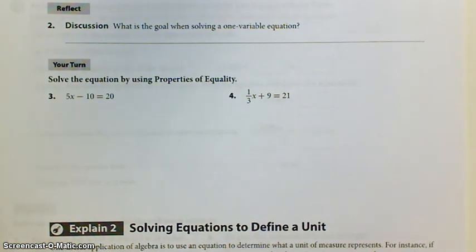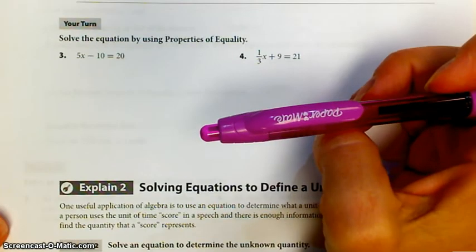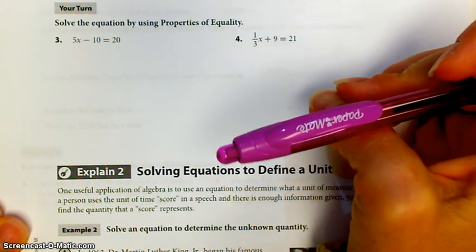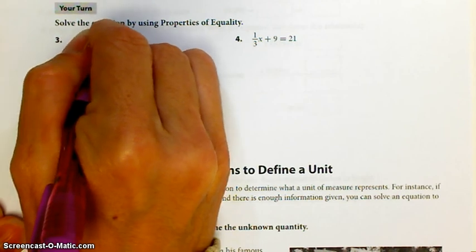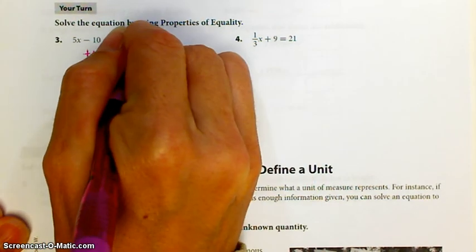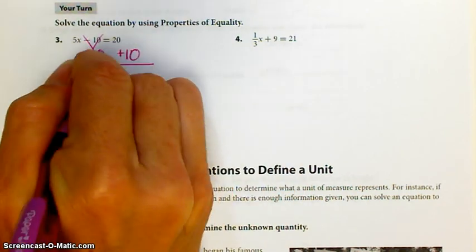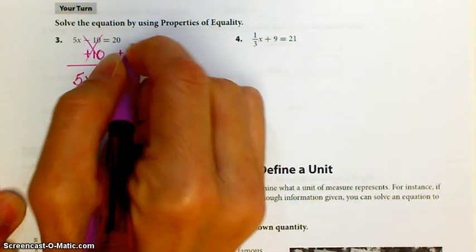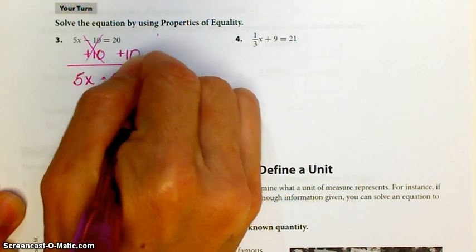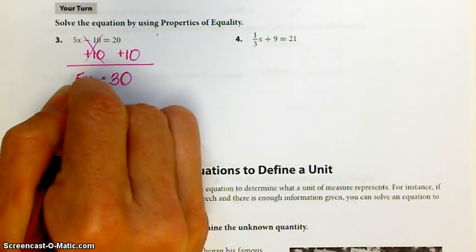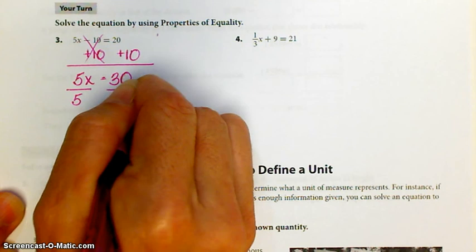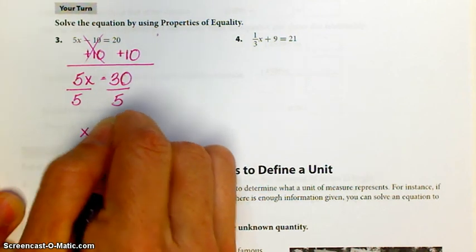All right, what's the goal when solving a one-variable equation? Well, you want to solve to figure out what number makes the equation true. And we've got more practice down here. We're going to say plus 10 on this side, plus 10 on the other side. Over here, that's going to cancel it out, and I get 5x equals, and then 20 plus 10 is 30. And then my next step is to divide both sides by 5.